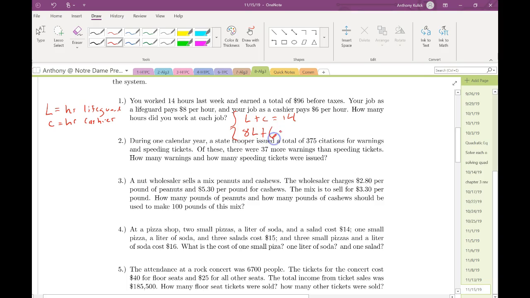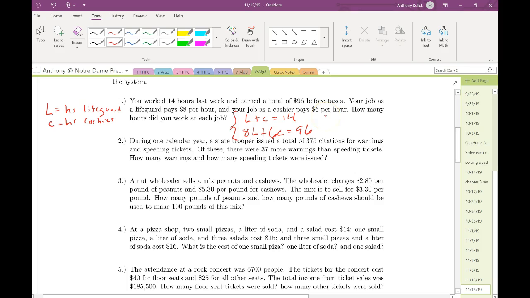Okay. 8L plus 6C is equal to 96. The other total in the problem that we're given was the amount of money we made that week. And we're given two rates in the problem. We make $8 per hour as a lifeguard, and as a cashier, we make $6 per hour. So if we take that rate and multiply by the hours we spent doing each of the respective jobs, we should get the total income for the week, right? Okay.